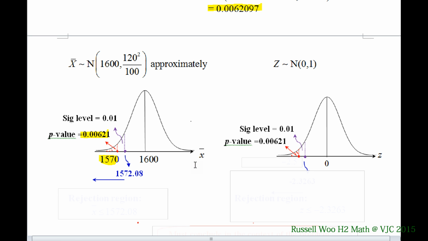Now, if you use the critical value method of decision making, you could have calculated this critical value, 1572.08. What you do is you see this 0.01, you inverse norm 0.01, you get this 1572.08. This is your critical value of X bar. Then you compare this with 1570, and you still end up saying that you reject H0. So there are two ways. This is the rejection region.